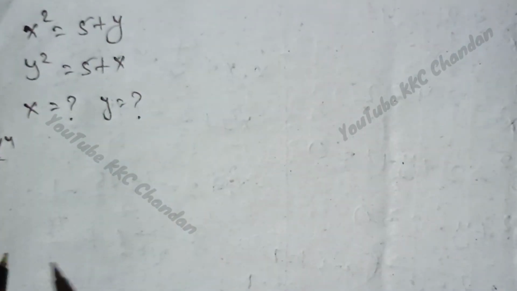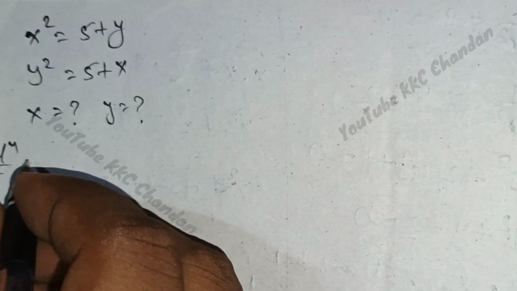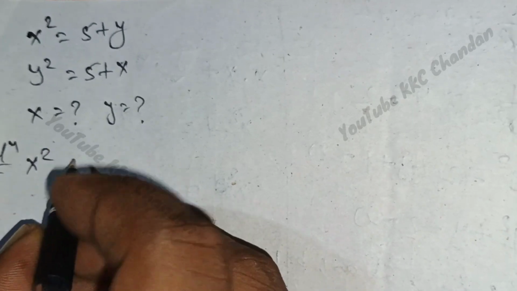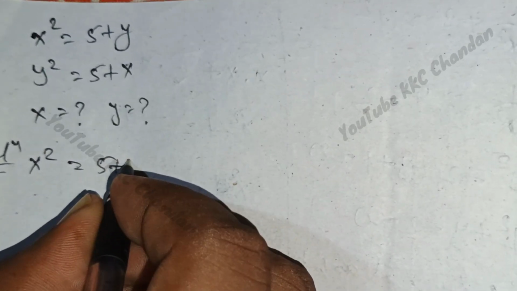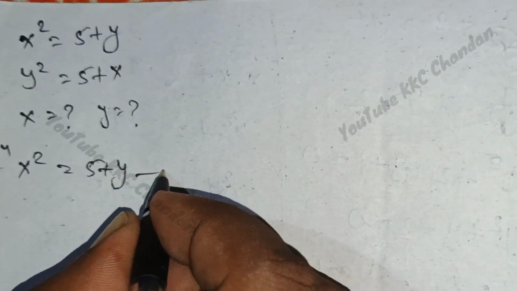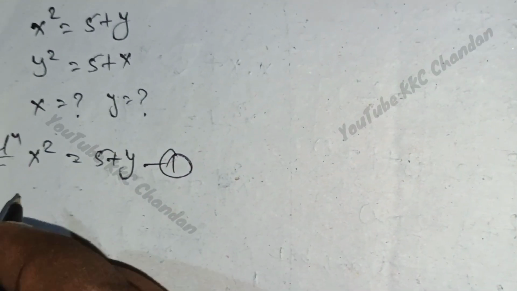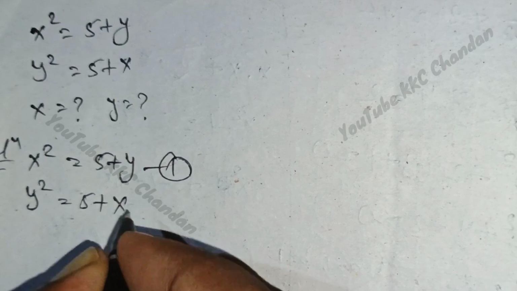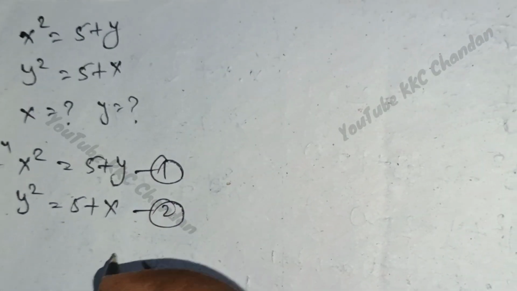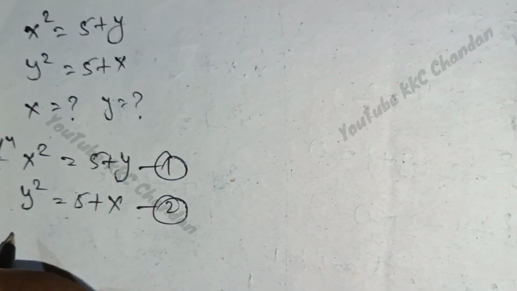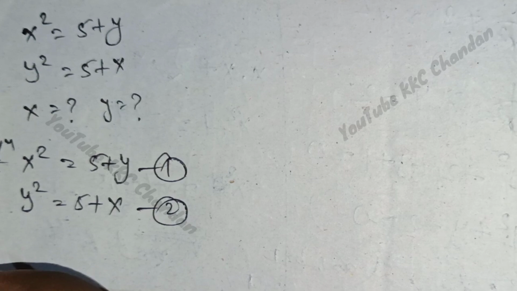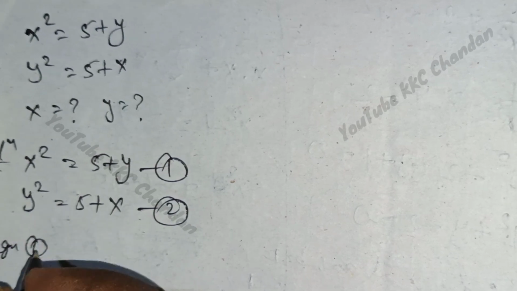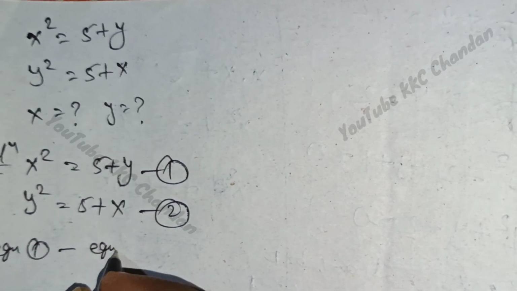See here, first of all, in the question, x square is equal to 5 plus y. This is equation number 1. The second equation, y square is equal to 5 plus x. This is equation number 2. Let's see the next step: equation number 1 minus equation number 2.